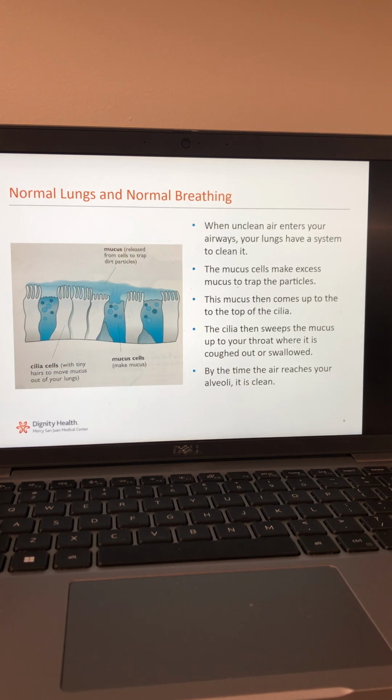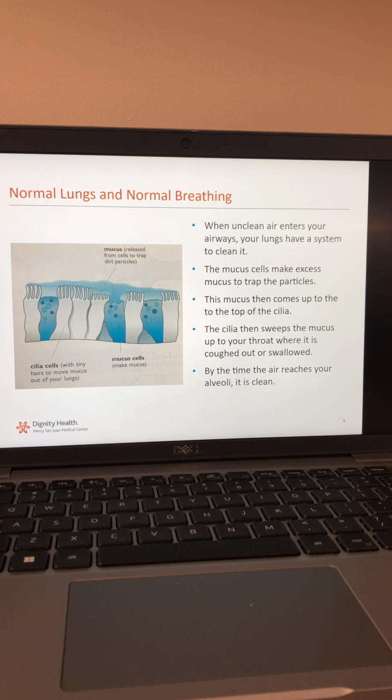So with normal lungs and normal breathing, you have systems to breathe in clean air. When unclean air enters your airway, your lungs have a system to clean it. The mucus cells make excess mucus to trap those particles. This mucus then comes up to the top of the cilia. The cilia then sweeps the mucus up to your throat where it's coughed out or swallowed. By the time the air reaches your alveoli, it's clean.